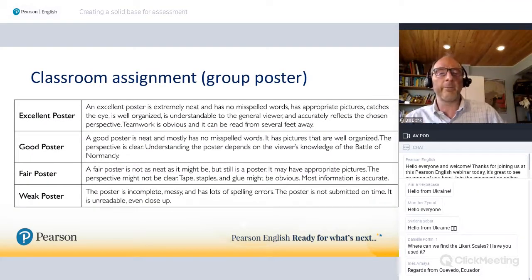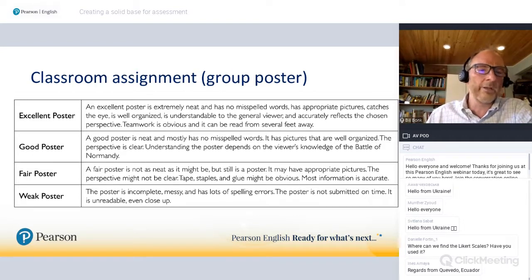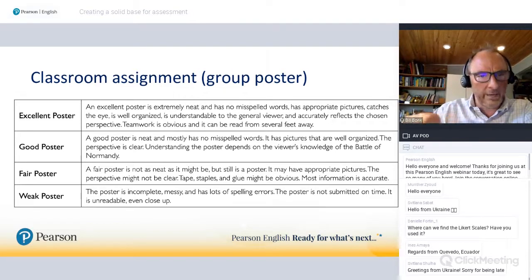Here's another one that I grabbed from a book that I'll show you the reference for later. This is used in a classroom for a poster. Presumably this was done with some older kids, maybe in secondary school. This was a group assignment where they made a poster about the Battle of Normandy in World War II. You can see that it has 4 levels: excellent, good, fair, and weak. And each of those levels has a few descriptors. Each of the levels has several descriptors, but not a lot.